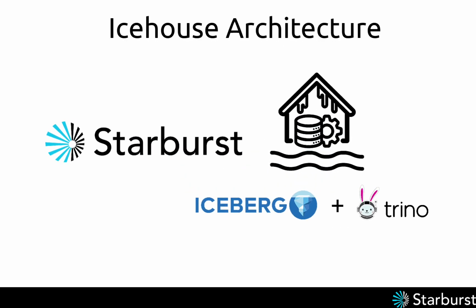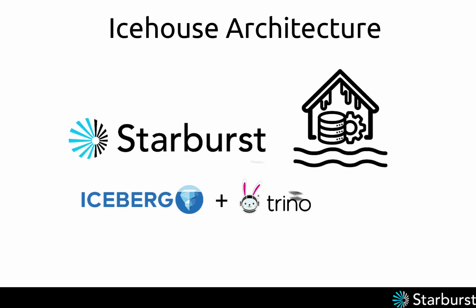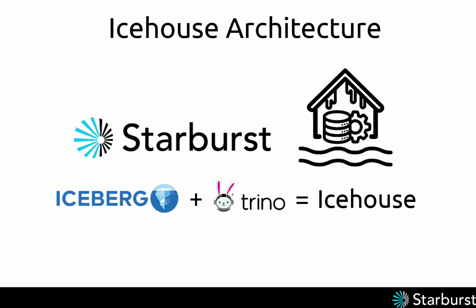Both Starburst Galaxy and Starburst Enterprise run on the Trino query engine. Iceberg was literally built for Trino when it was first developed at Netflix. As such, Starburst is uniquely positioned to take advantage of Iceberg and to maximize its openness alongside Trino's own openness and scalability to build a powerful, truly open data icehouse.